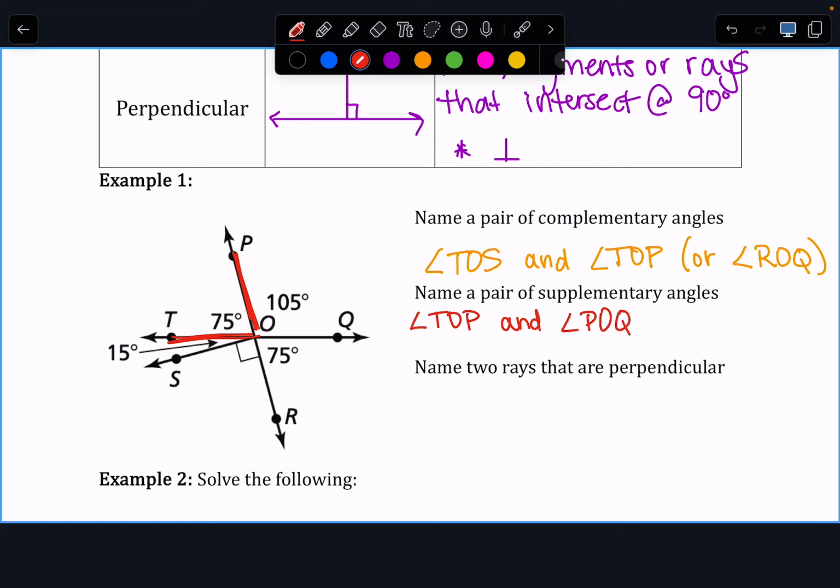Or TOR. Ooh, ROT, that's a better one. Angle ROT would also be supplementary to that.